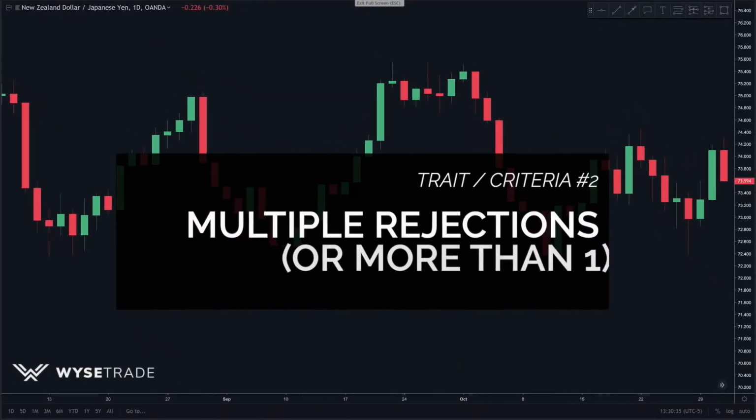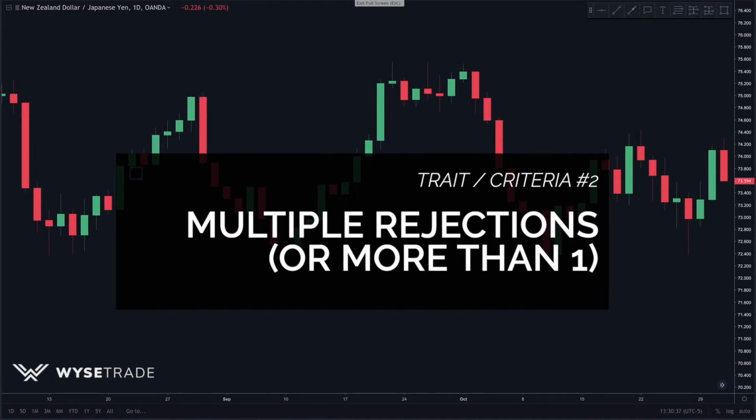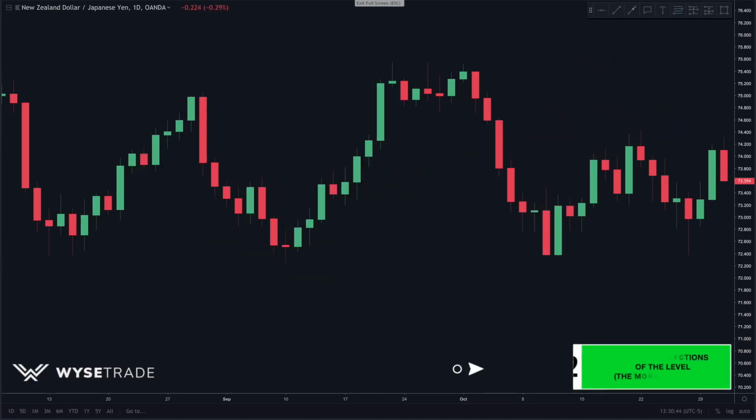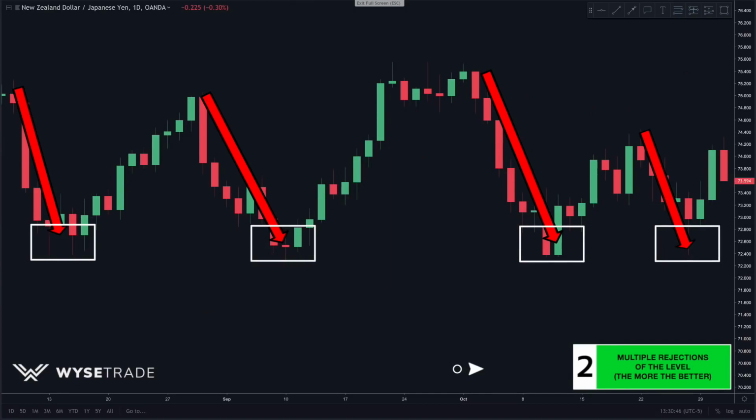Now, trait number 2 that qualifies a level as support or resistance is multiple rejections. And the more rejections, the better. As you can see, price came down to this area on 4 different occasions, and each time it got here, it reversed, giving us 4 rejections and a level of support.